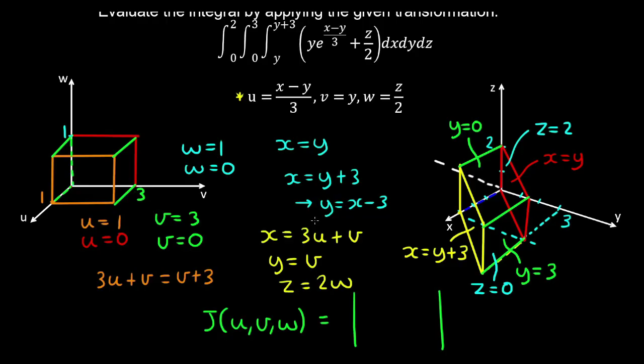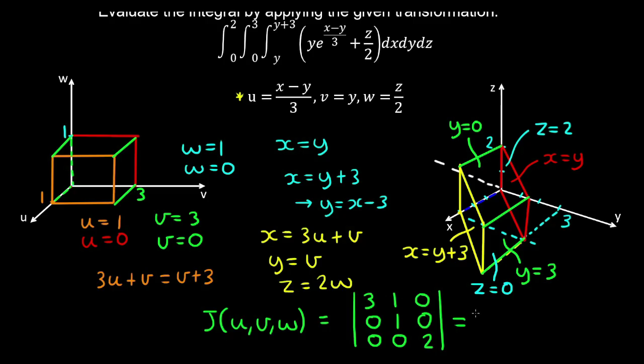So we have the partial of x with respect to u, the partial of x with respect to v, and the partial of x with respect to w is 0. And the partial of y with respect to u is 0, and with respect to v is 1, and with respect to w is 0, and the partial of z with respect to u is 0, with respect to v is 0, and with respect to w is 2.